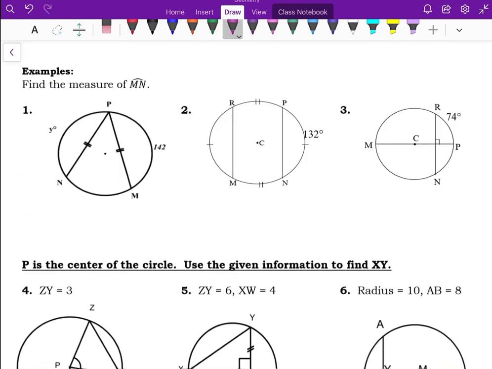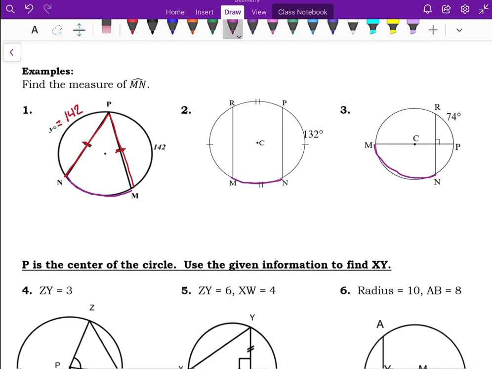Okay, let's do a couple examples. For these first three, we're just trying to find the measure of the arc MN, which is this arc right here on all of them. On number 1, we know that this chord and this chord are congruent. It marks them congruent with those two lines. That means that their arcs are also congruent. So y is equal to 142, just like this other one.